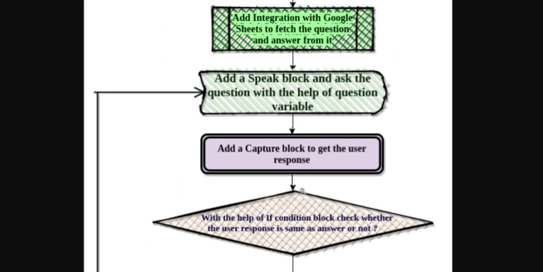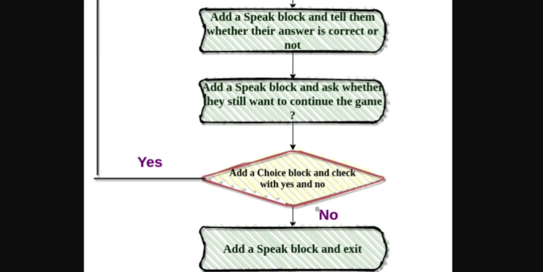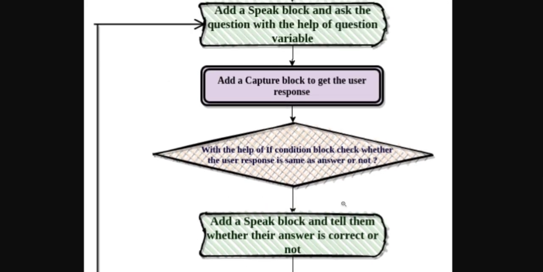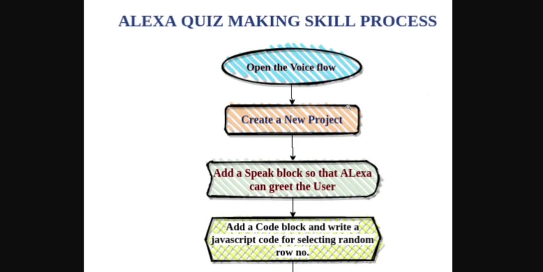If they are saying yes, then again Alexa will repeat the steps from here. Again it will ask the question, again it will detect the response and everything. But if they say no, then it will add a speak block, and Alexa will just say thank you, goodbye, and then your skill will exit. So this is like an entire flow diagram, and you can refer to it for creating.